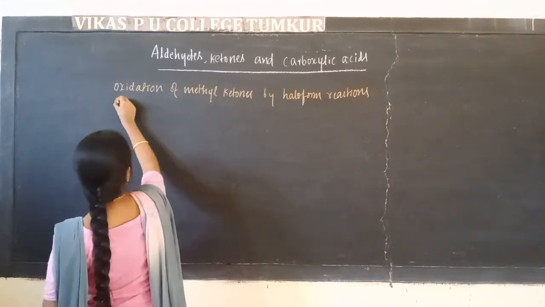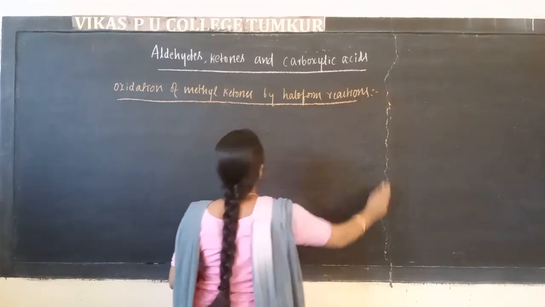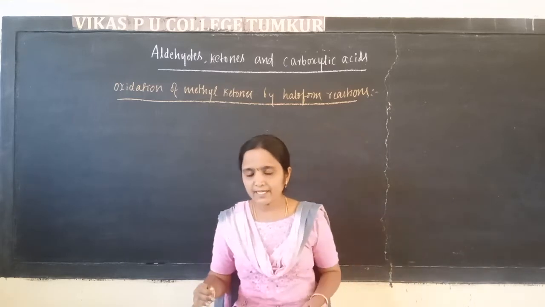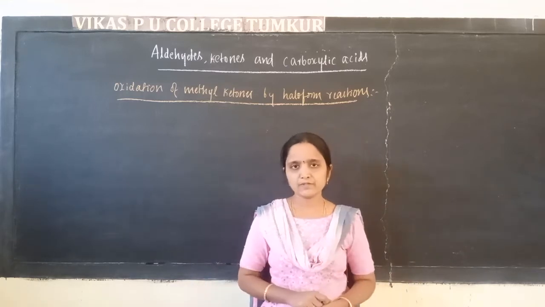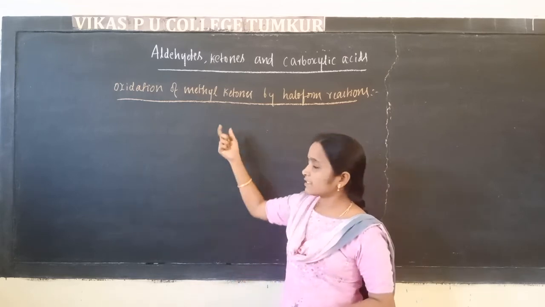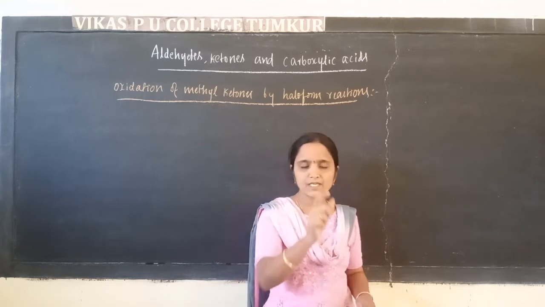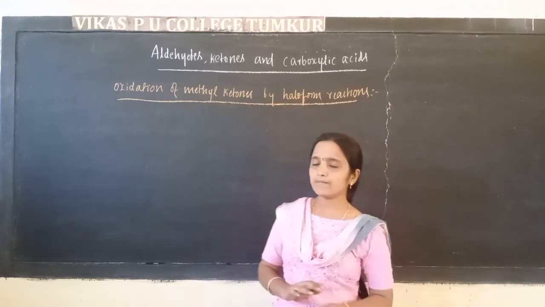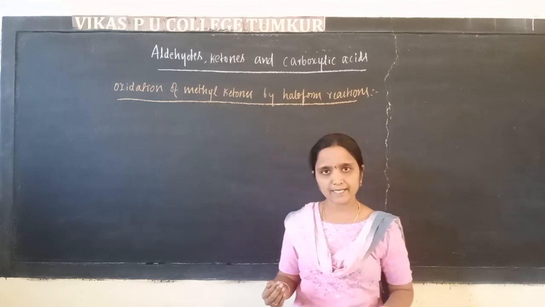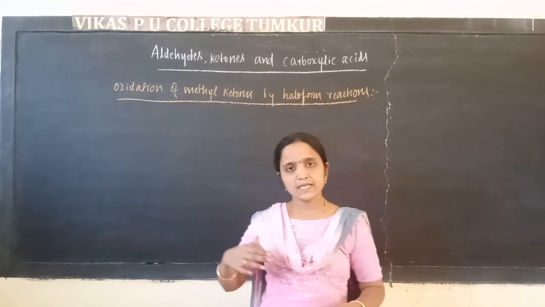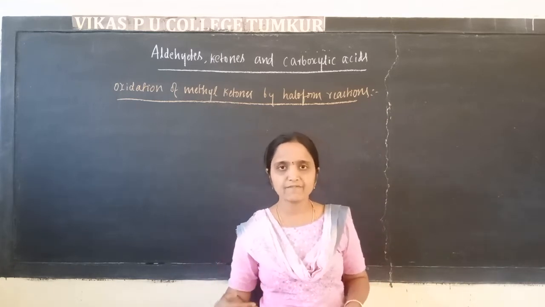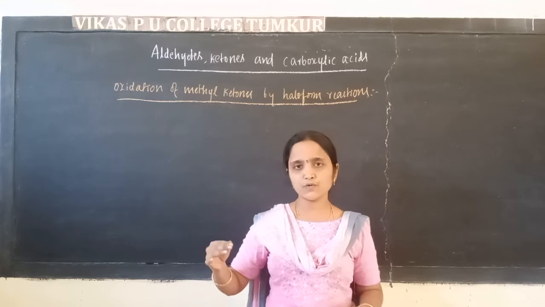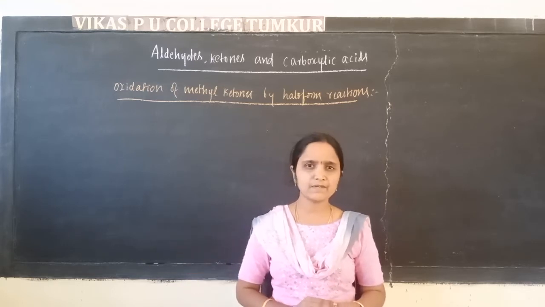When it comes to the oxidation of methyl ketones by haloform reactions, the aldehydes and ketones must contain at least one methyl group attached to the carbonyl group. It means one methyl group should be attached to the carbonyl carbon. These undergo oxidation by the haloform reaction. For example, acetaldehyde undergoes oxidation with sodium hypohalite to form the corresponding sodium salts of carboxylic acids.